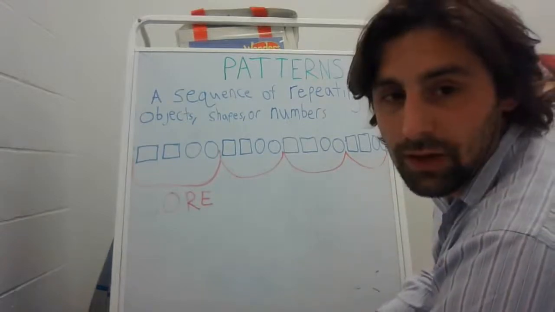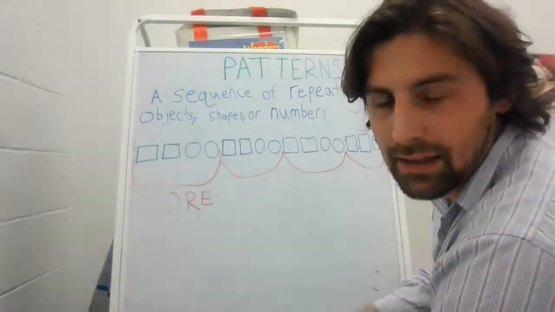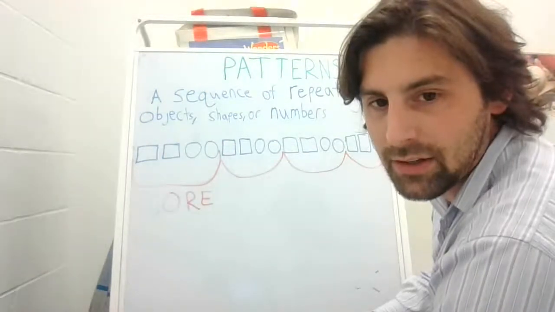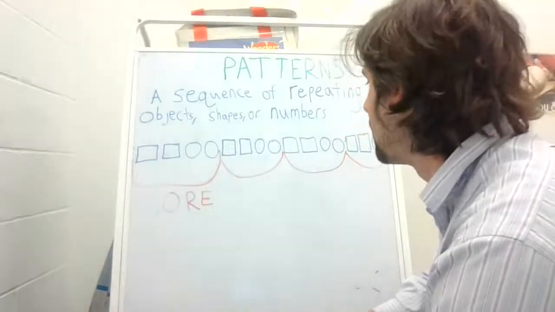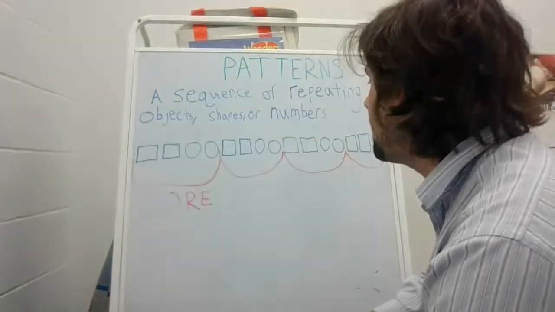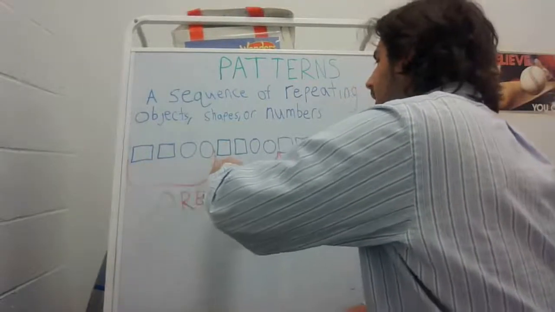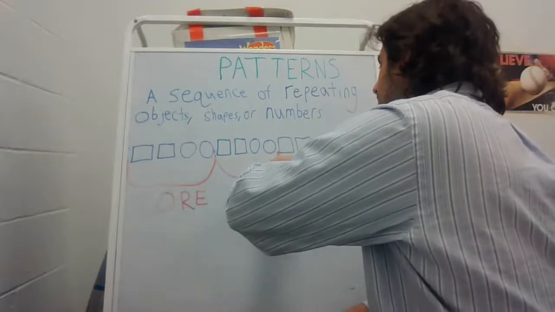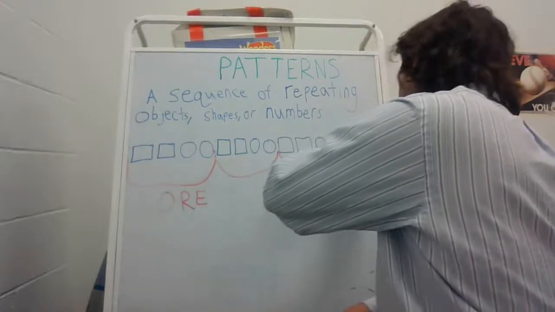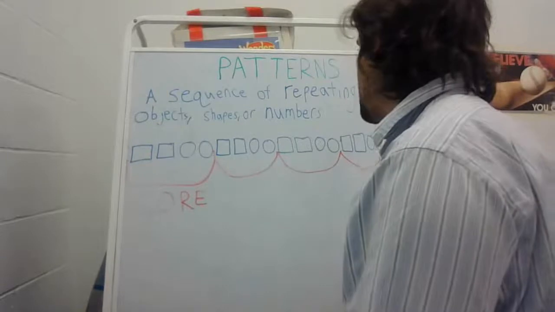All right, so for each of the patterns I'm about to display, I'm going to answer what the core is, and I'm going to go over how to find a certain shape in the pattern. So in this pattern, how many shapes do we have? We have 1, 2, 3, 4, 5, 6, 7, 8, 9, 10, 11, 12, 13, 14, 15, 16.